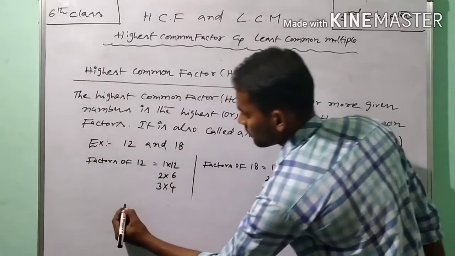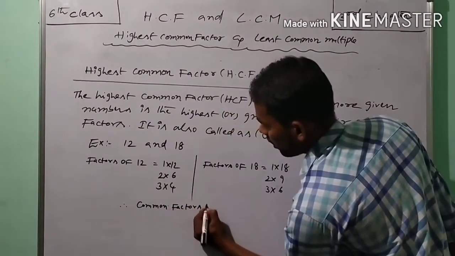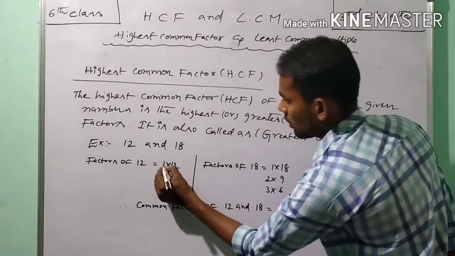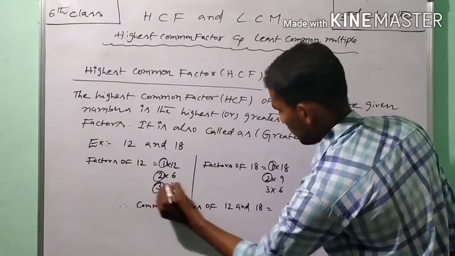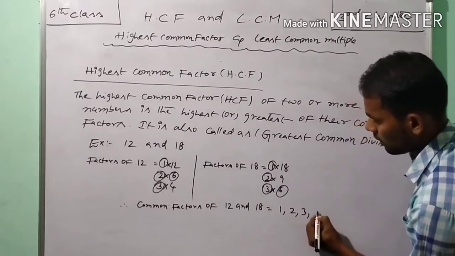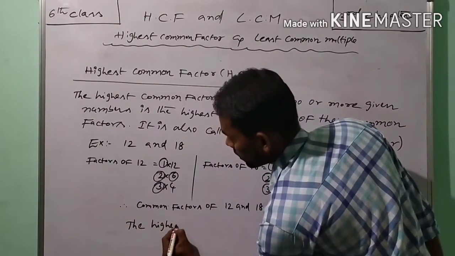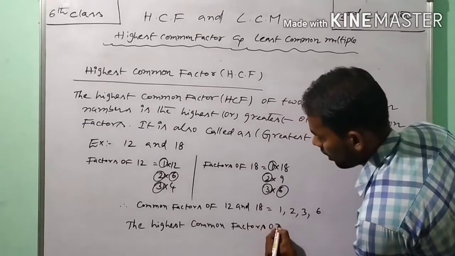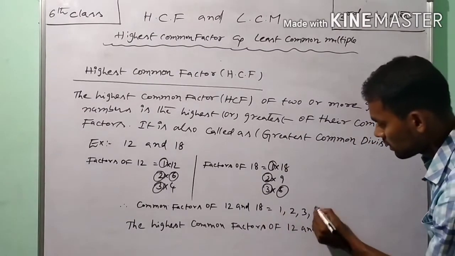Therefore, the common factors are 1, 2, 3, 6. The highest common factor of 12 and 18 is 6.